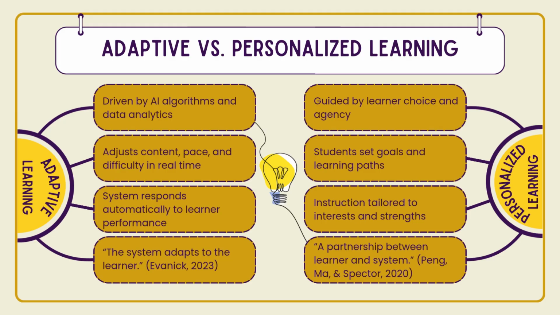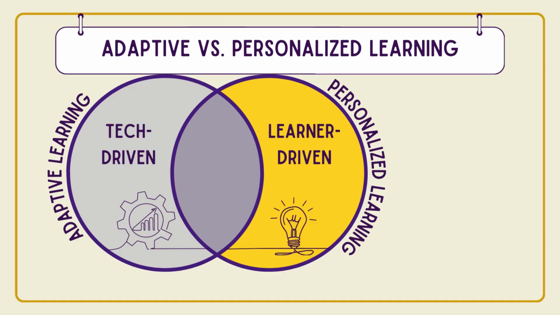Personalized learning, on the other hand, centers on learner agency and preference. Students set goals, choose activities, and progress in ways that reflect their interests, needs, and strengths. Pong, Ma, and Spector, 2020, define it as a partnership between learner and system. In practice, adaptive learning is powered by technology, while personalized learning is guided by pedagogy.